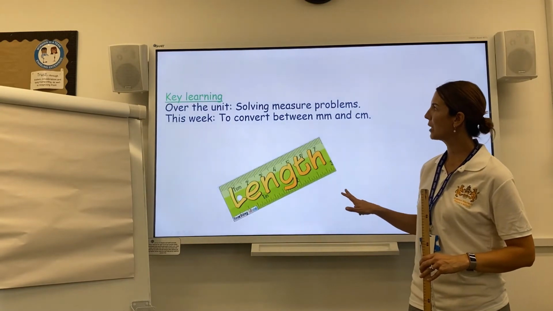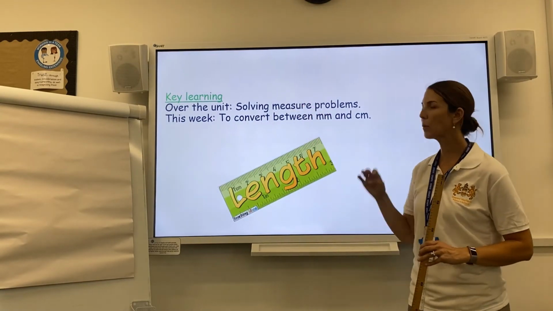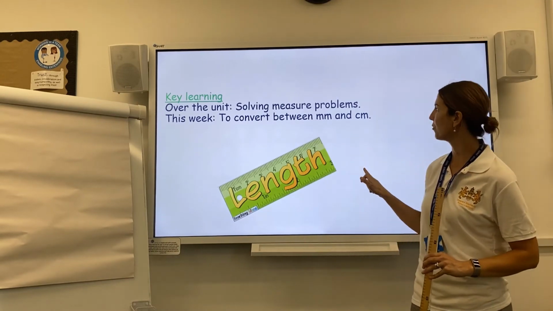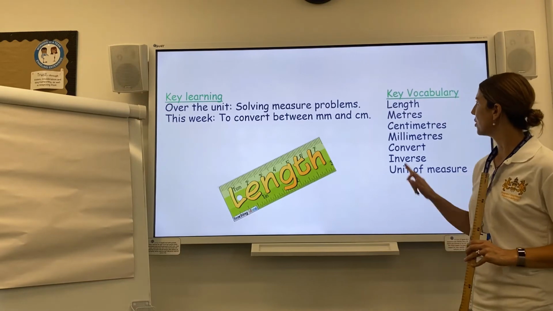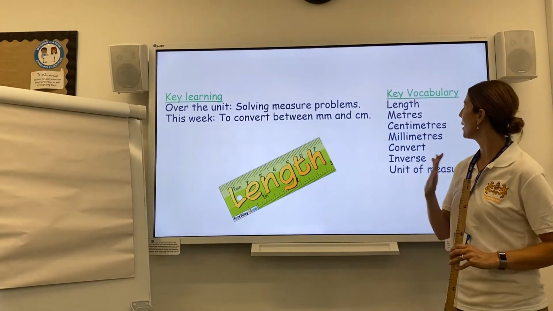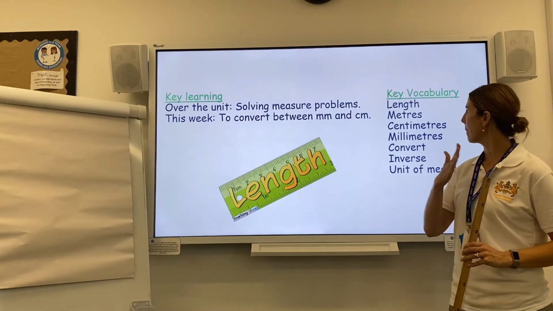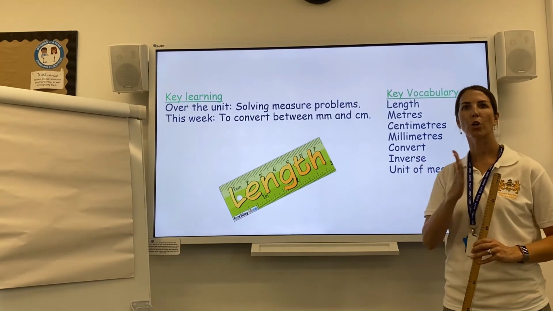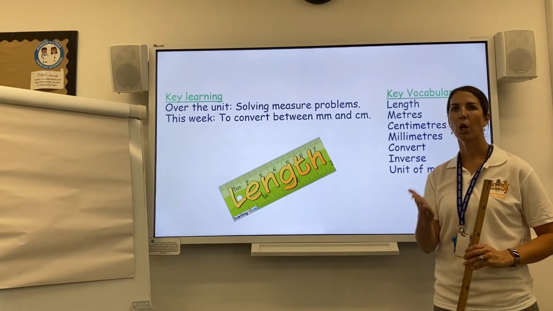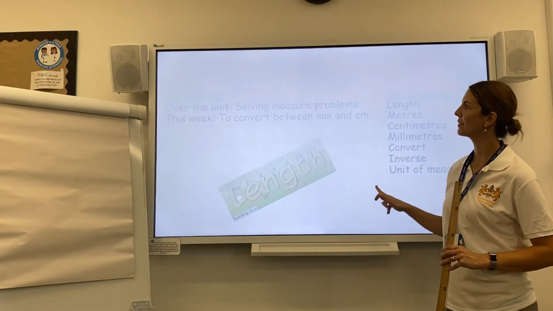So we're going to hopefully be able to solve many different measure problems, but in this particular week, we are just going to be focusing on converting. Let's look at our vocabulary. Length, meters, centimeters, millimeters, convert, inverse, unit of measure. Well done, everybody.